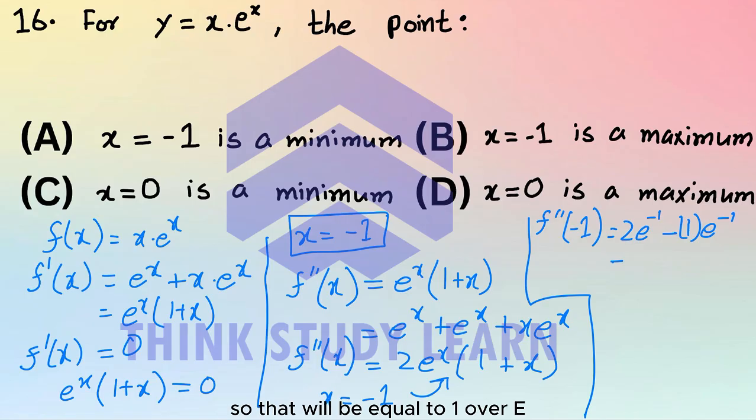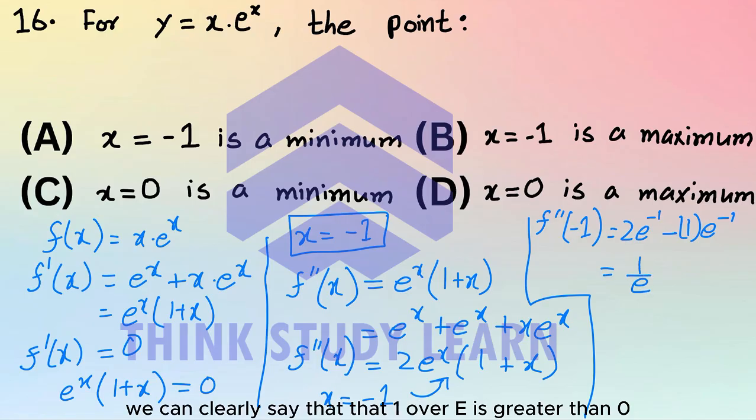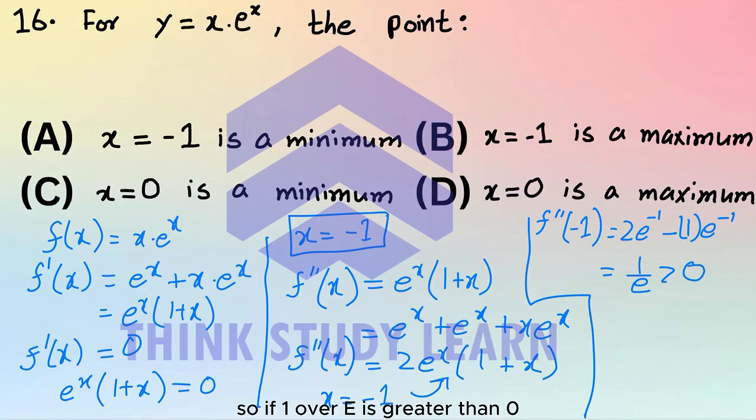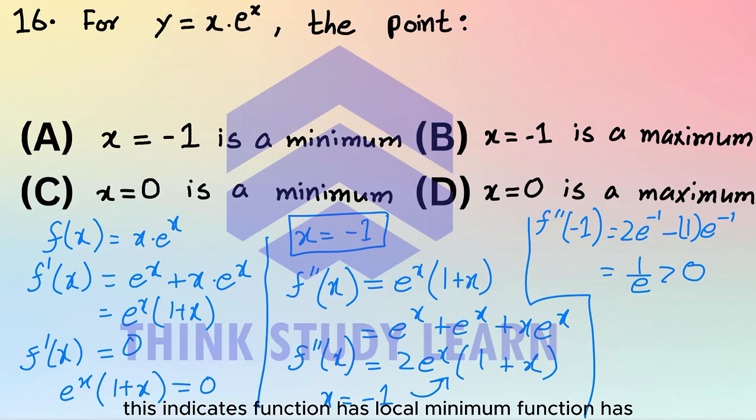So that will be equal to 1 over e. We can clearly say that 1 over e is greater than 0. So if 1 over e is greater than 0, then the second derivative is positive at x is equal to minus 1. This indicates the function has a local minimum.